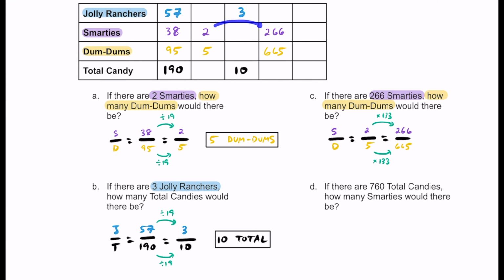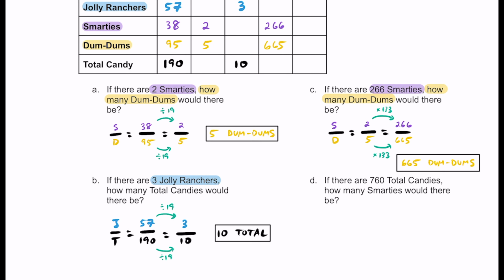So again, I use this 2 to get to 266, and I know that's going to be times 133. If you double 133, that's 266. So 5 also times this 133, that gets you the 665. So if there were 266 Smarties, there would be 665 dum-dums.